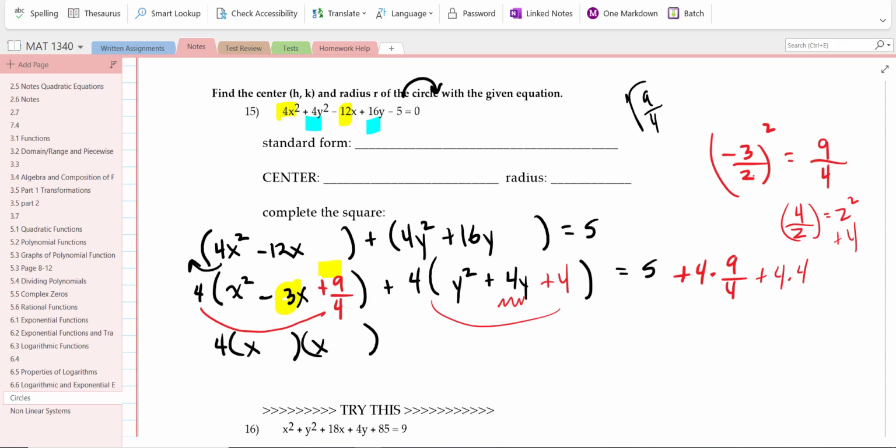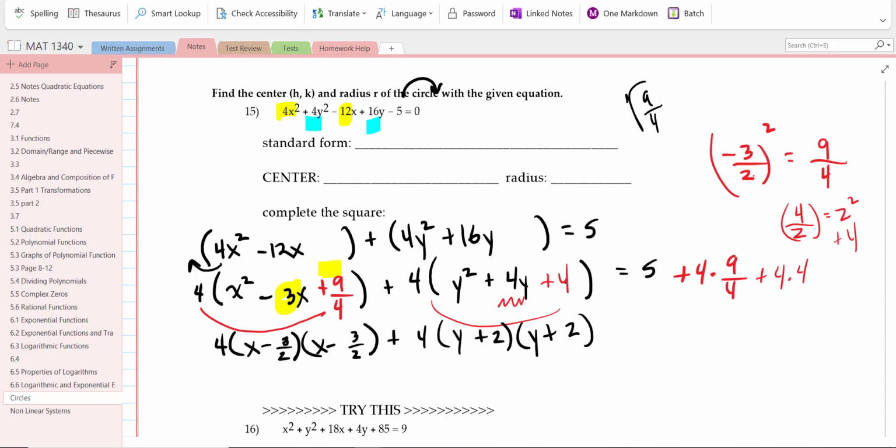3/2 times 3/2 gives you 9/4. So you're going to have that there, and you're going to have that there, and then a minus and minus like that. Okay, so that's how that goes. All right, and then here we do the same thing. You're going to factor this. You've got y and y. 2 times 2 is 4. So you got plus and plus like that. So that's how that goes.